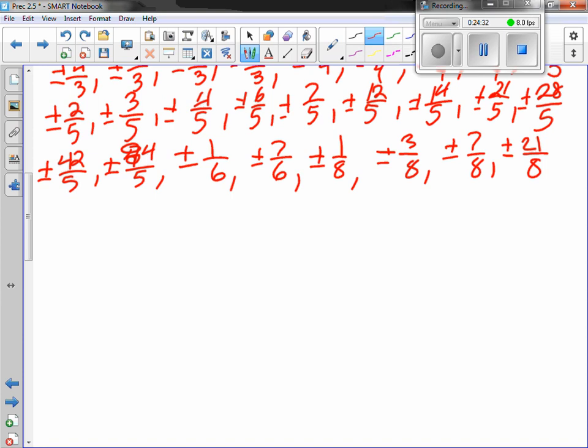The rest of them should reduce because they have at least a common factor of 2. We should have some common factors. So 8 is done. 10.